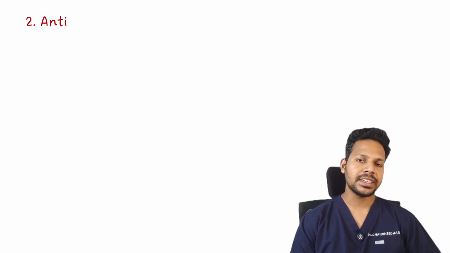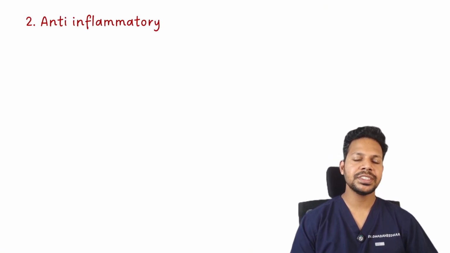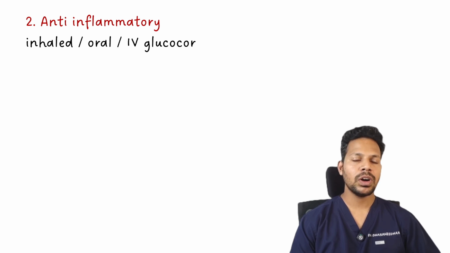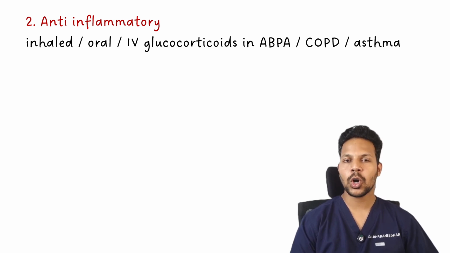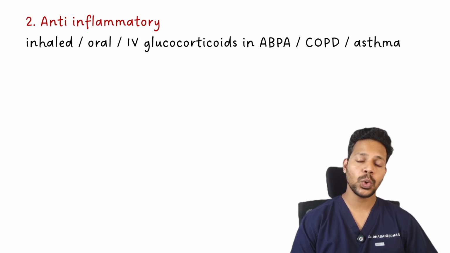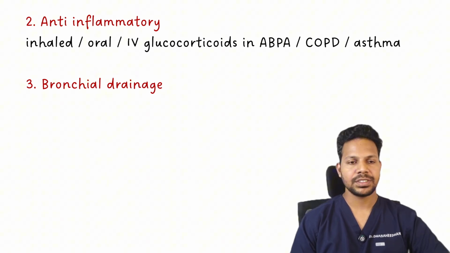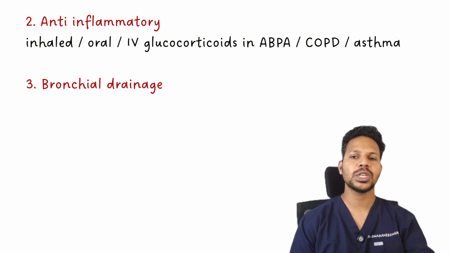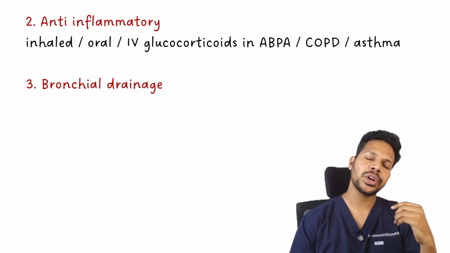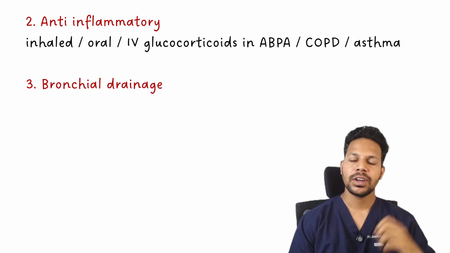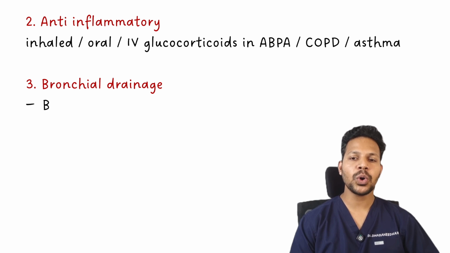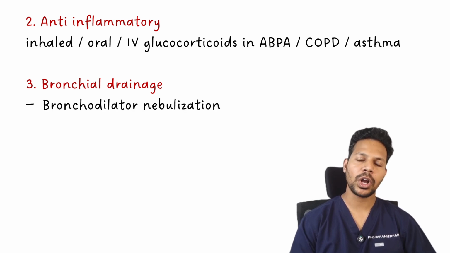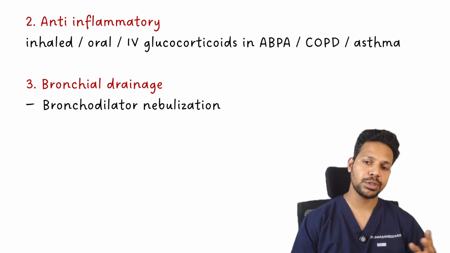Then the anti-inflammatory drugs. The anti-inflammatory drugs that we use are inhaled or oral or IV glucocorticoids in allergic bronchopulmonary aspergillosis or pre-existent or coexistent COPD or bronchial asthma. Then bronchial drainage. The patient's airways are dilated and the patient is not able to cough out the sputum, and hence we need bronchial drainage procedures to drain the bronchi of these secretions. So bronchodilator nebulization with a short-acting beta agonist, long-acting beta agonist or muscarinic antagonist would be helpful here.